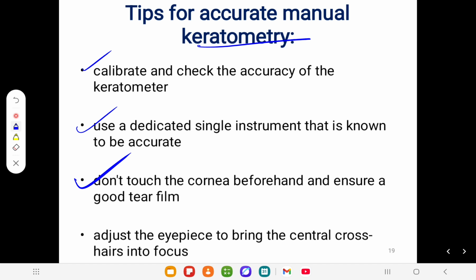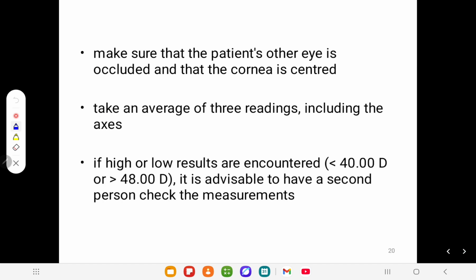Adjust the piece to bring the center of the cross into sharp focus. Yes, that's very important. Make sure the patient's other eye is occluded and the cornea is centered. It's very important, and many times my students didn't do that. Take the average of 3 readings including axis. If high or low results are encountered, average basically less than 40 or greater than 48, it is advised to have a second person check the measurement.